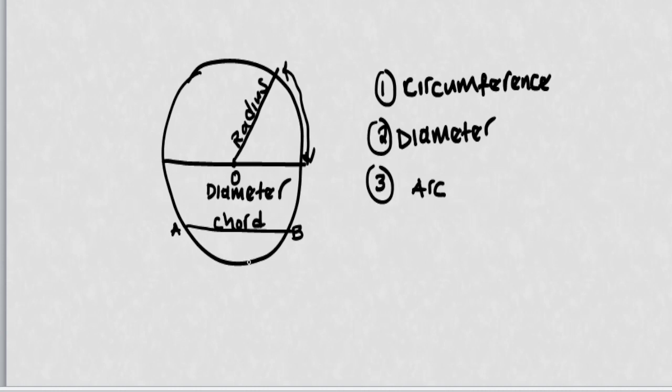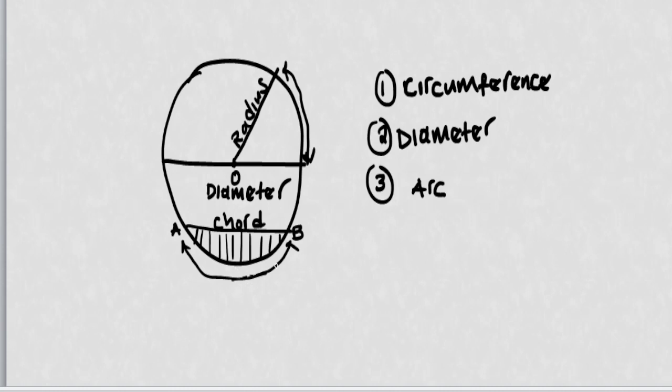Then apart from a chord, we have what we call a segment. By definition, a segment is defined as the area bounded by an arc and a chord. Now look at this. This is a chord. Then this can also be called an arc because it is a part of the circumference. So the area that is bounded by the chord and the arc is what is referred to as the segment.